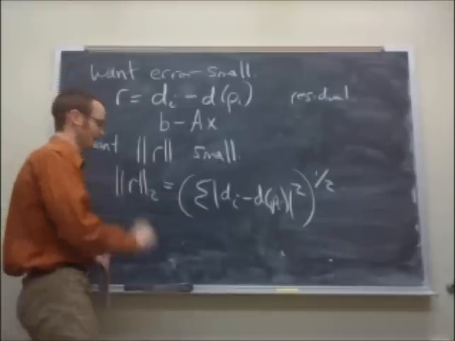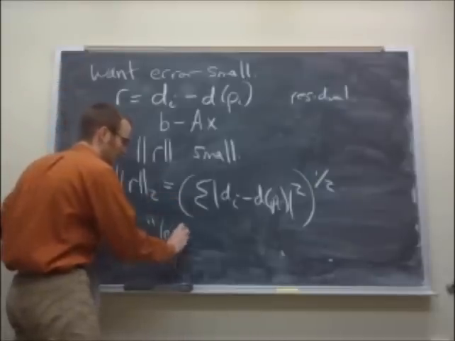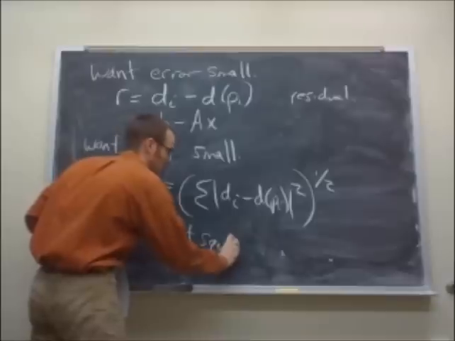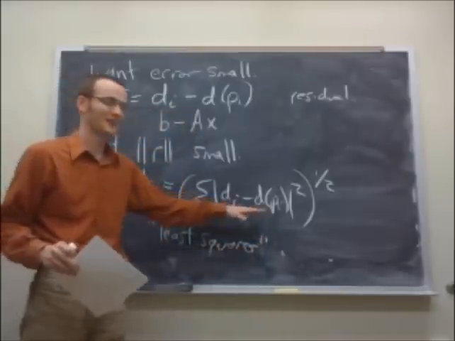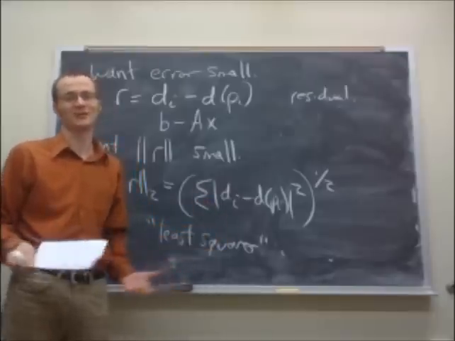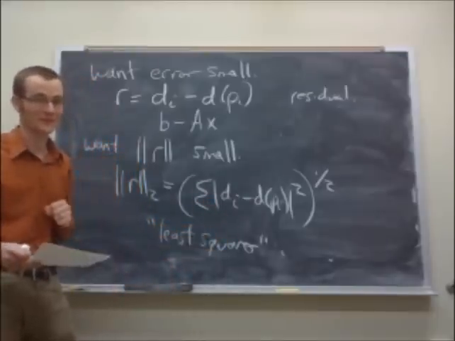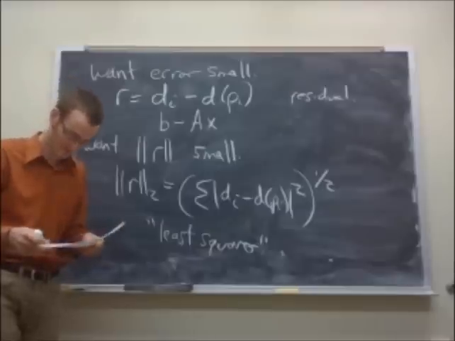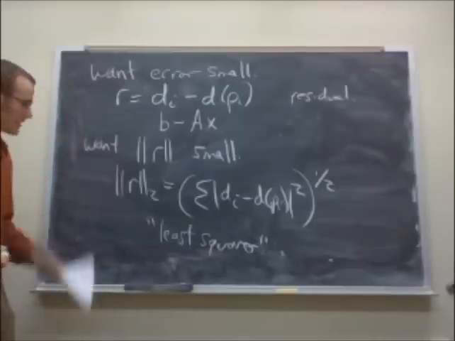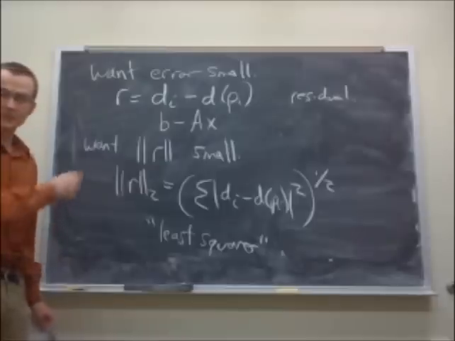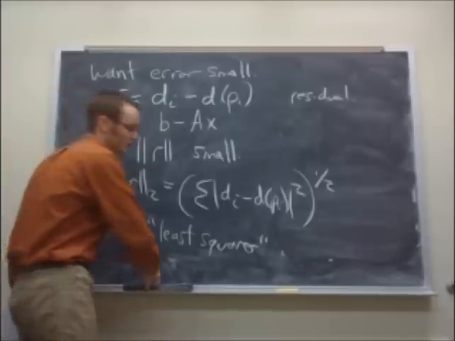Now, this is where the term least squares comes from, because we have something that we're squaring and we want to make it as small as possible. No one ever said that mathematicians were good at naming things, or inventive. Anyway, so this is what we want to do. We want to make these residuals as small as possible.